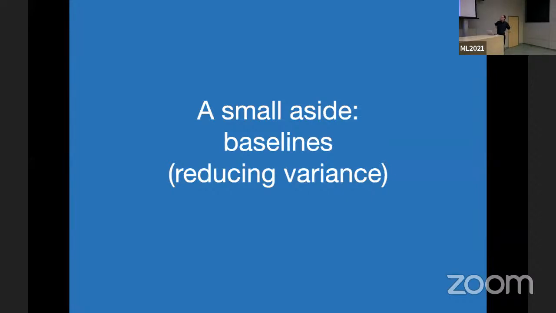So now, before I finish policy gradient with the example of AlphaGo, I want to use the time to have a small aside. And that is one of the tricks you can play, or one of the considerations you can come up with in order to improve the speed of learning.